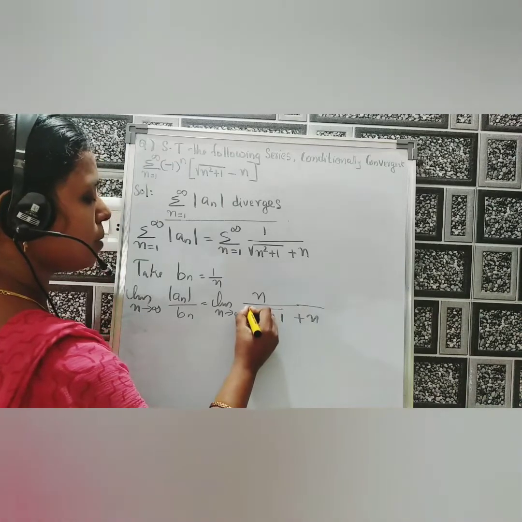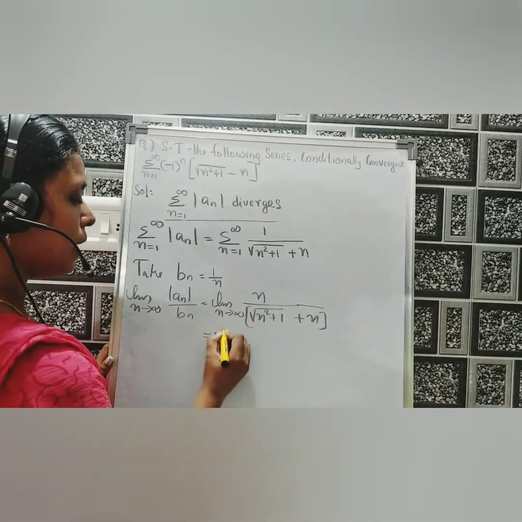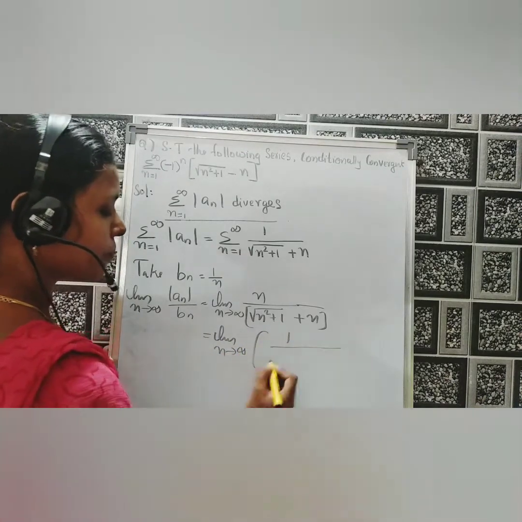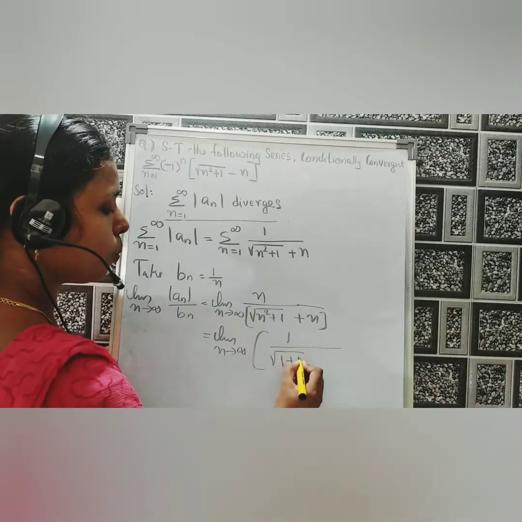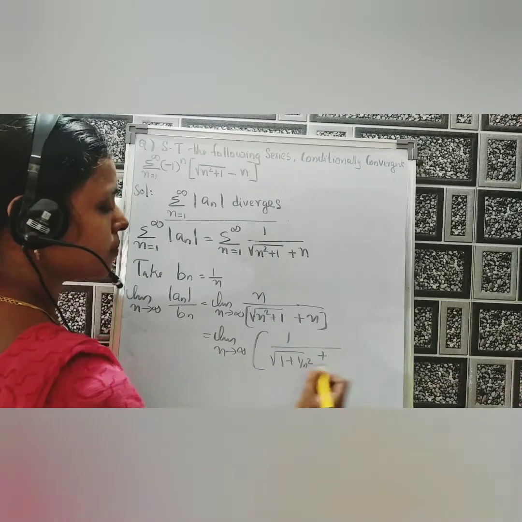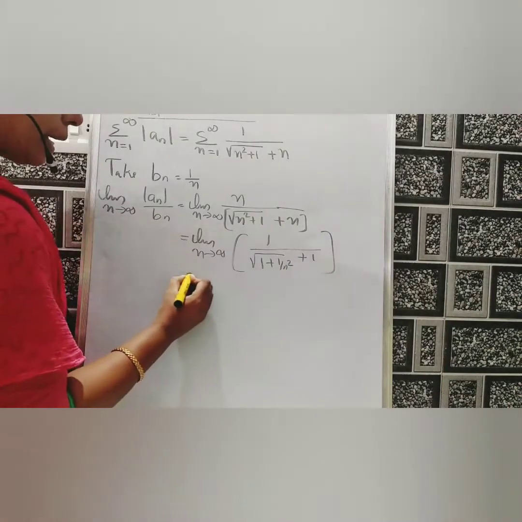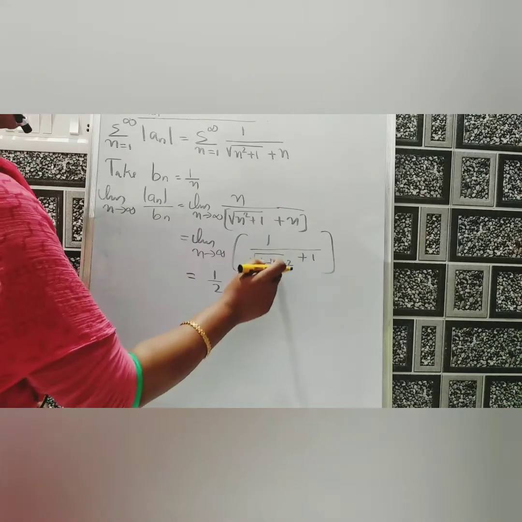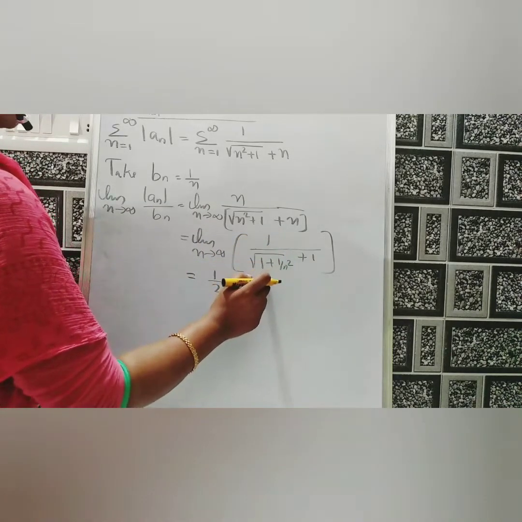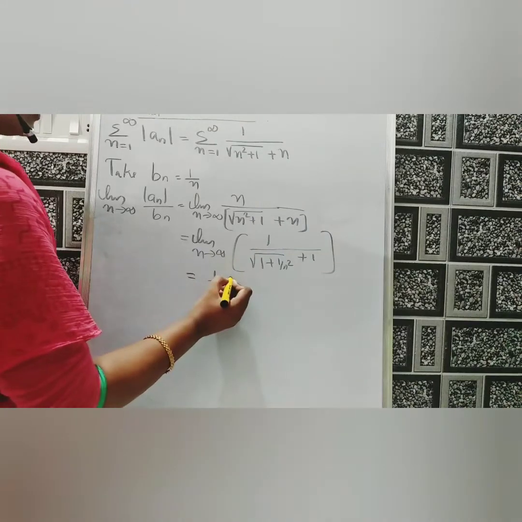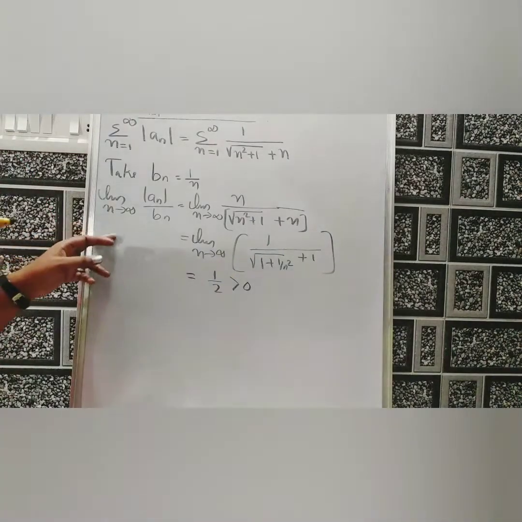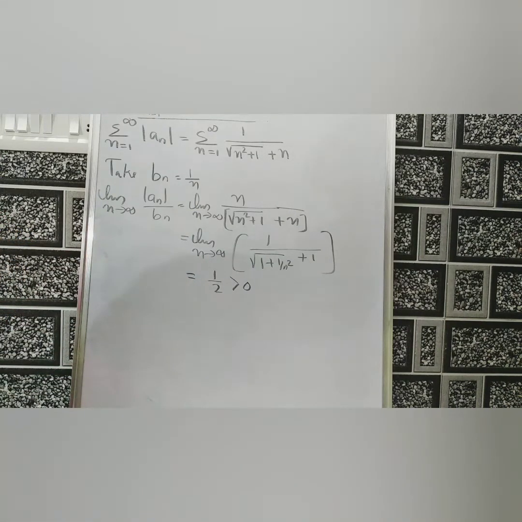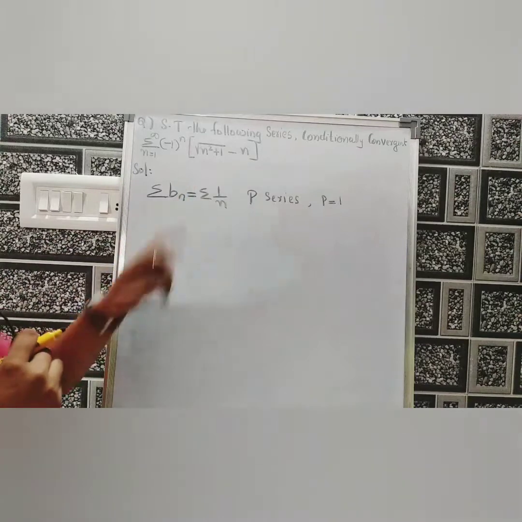That is equal to limit n tends to infinity 1 divided by root of 1 plus 1 by n square plus 1. Applying the limit, limit n tends to infinity 1 by n square is 0. We get 1 divided by 1 plus 1, that is 1 by 2, which is greater than 0. We get limit n tends to infinity mod a n divided by b n is equal to 1 by 2, which is greater than 0.